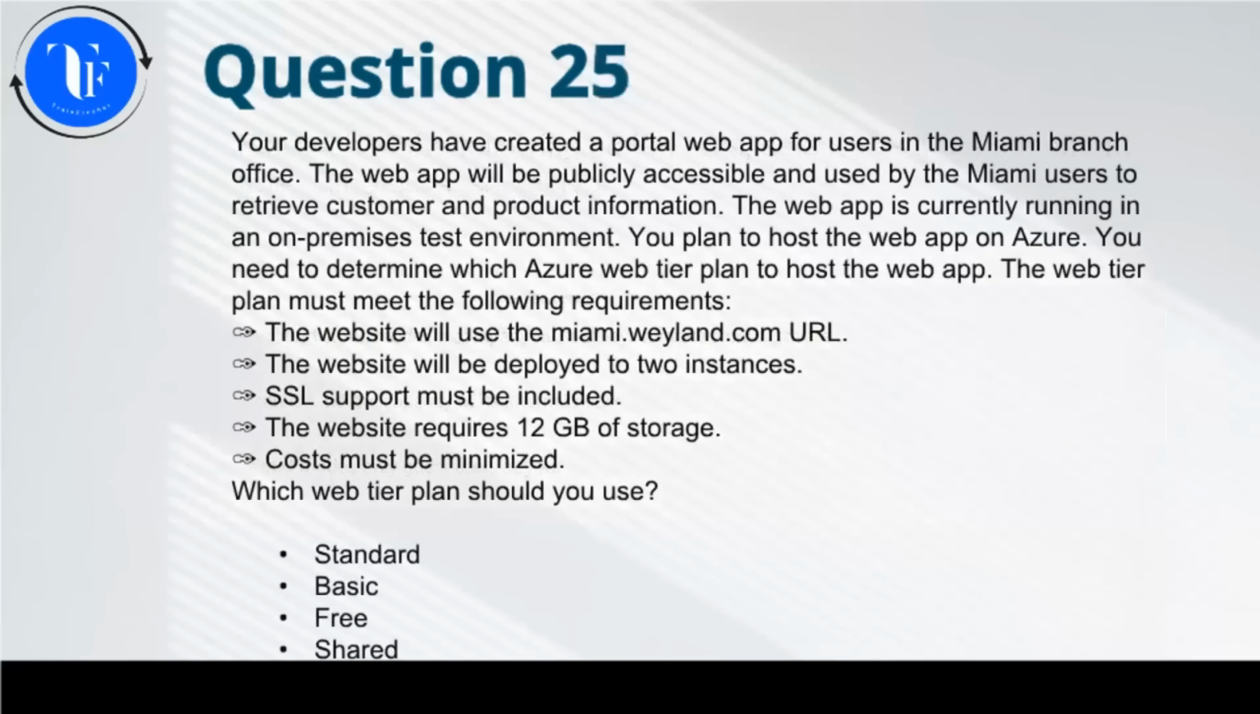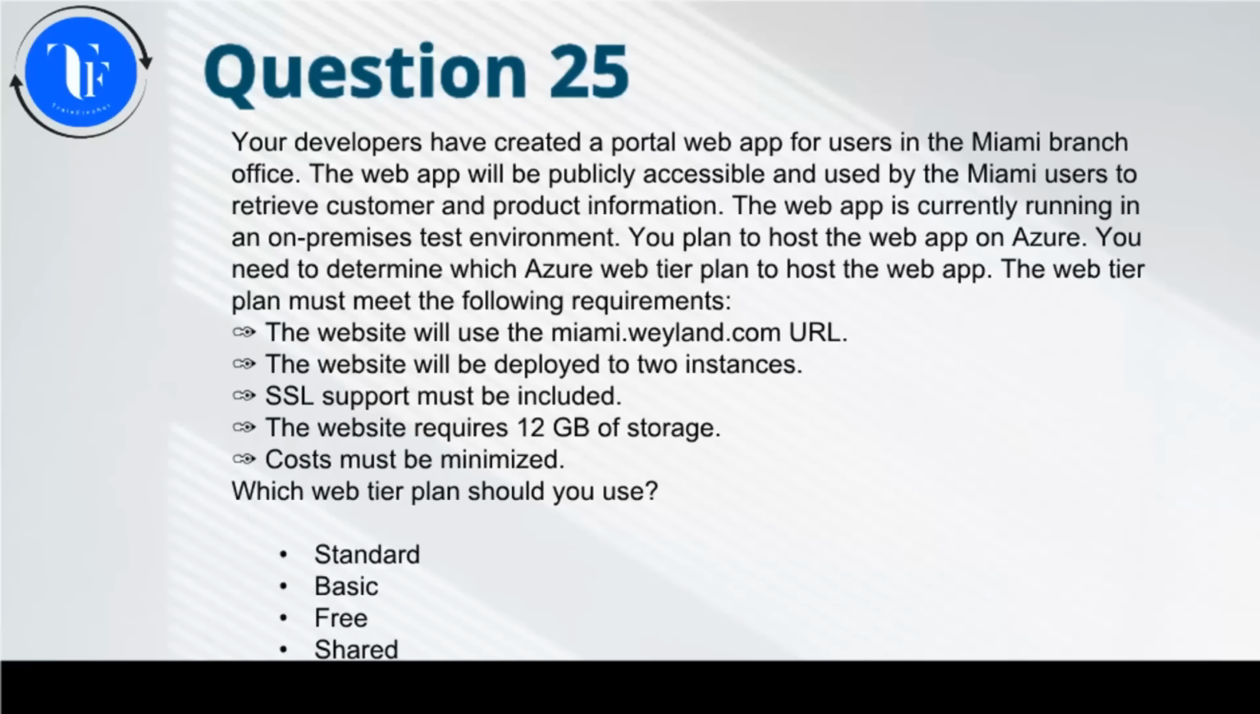Question 25. Your developers have created a portal web app for users in the Miami branch office. The web app will be publicly accessible and used by the Miami users to retrieve customer and product information. The web app is currently running in an on-premises test environment. You plan to host the web app on Azure. You need to determine which Azure web tier plan to host the web app.